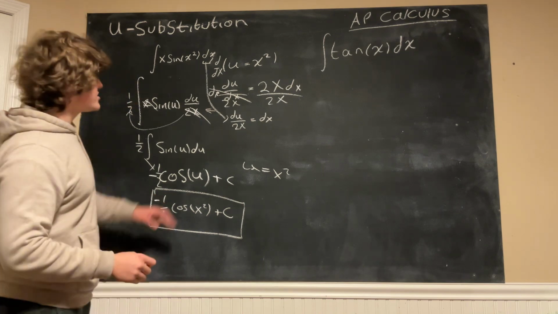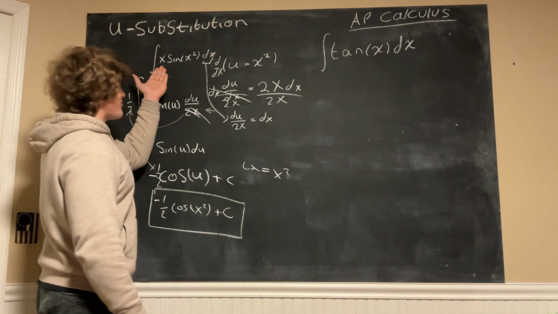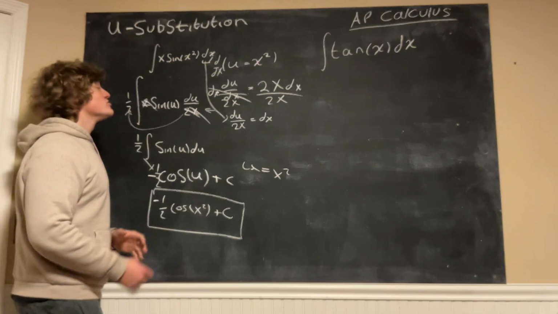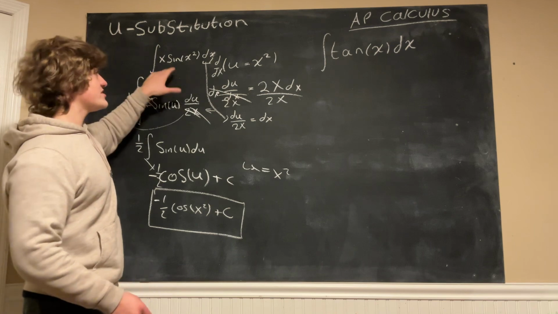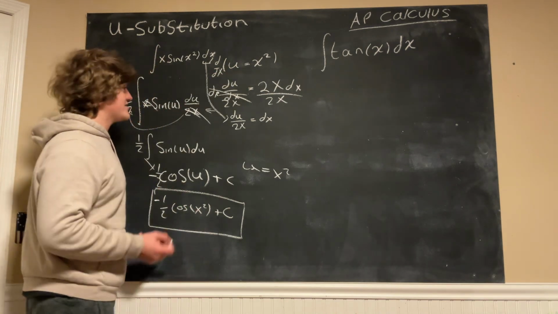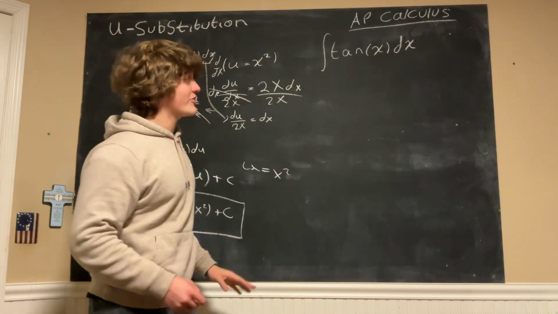So, as you can see, we had something on the inside of a function, and we had the derivative of that, or a form of it, on the outside of the function. So we had to get the derivative of this out here by setting that equal to u and then making a du by dx statement. So now let's try this one. This one's a little bit harder.